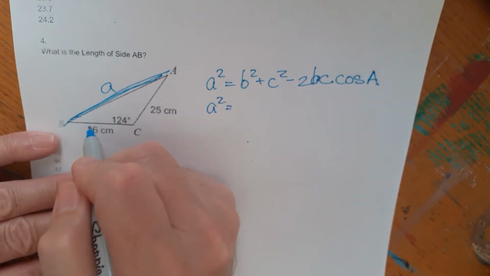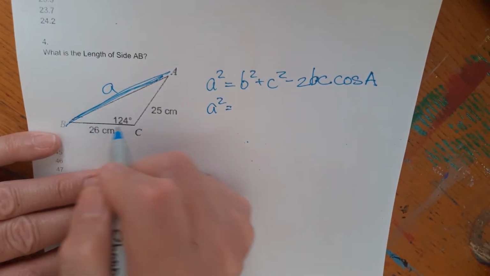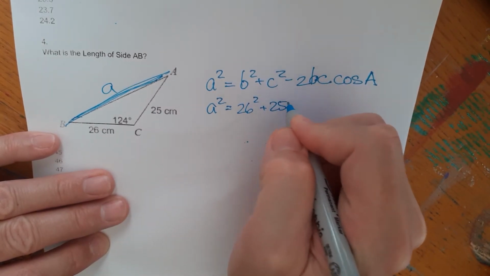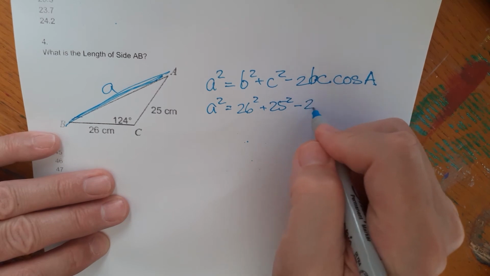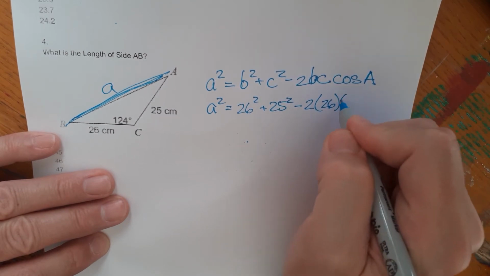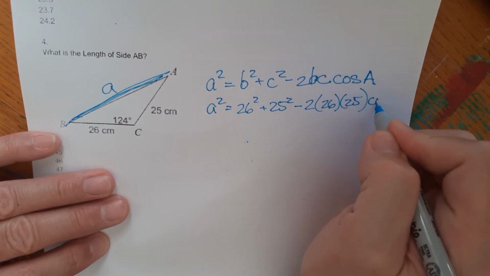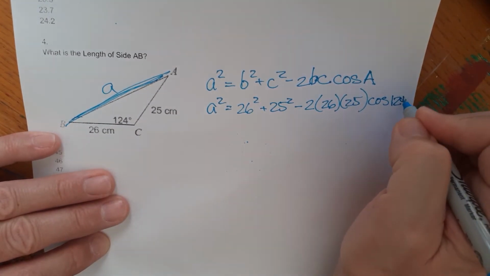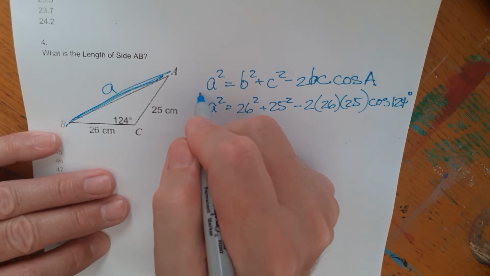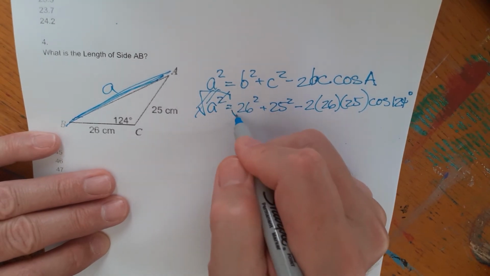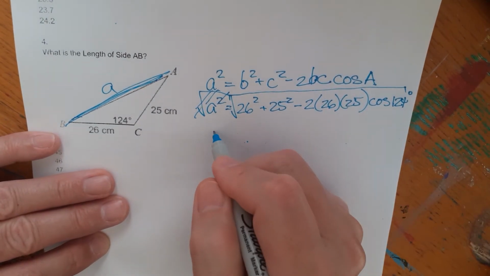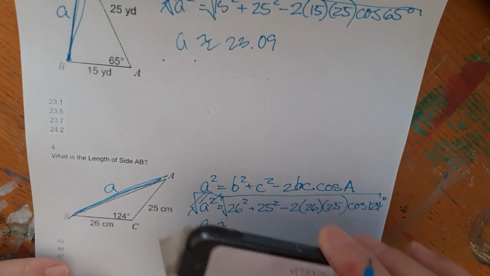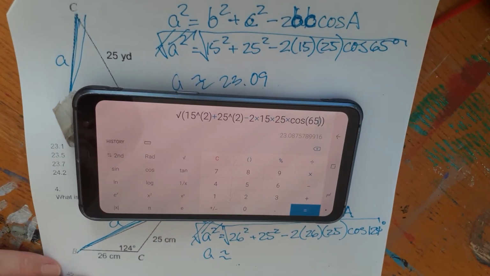A squared equals, take each side, 26 and 25. 26 squared plus 25 squared minus 2 times 26 times 25, cosine of the included angle, 124 degrees. Take the square root of the left, which will cancel that out. What you do to one side, you must do to the other, and we're right back to the identical situation we've been in before.